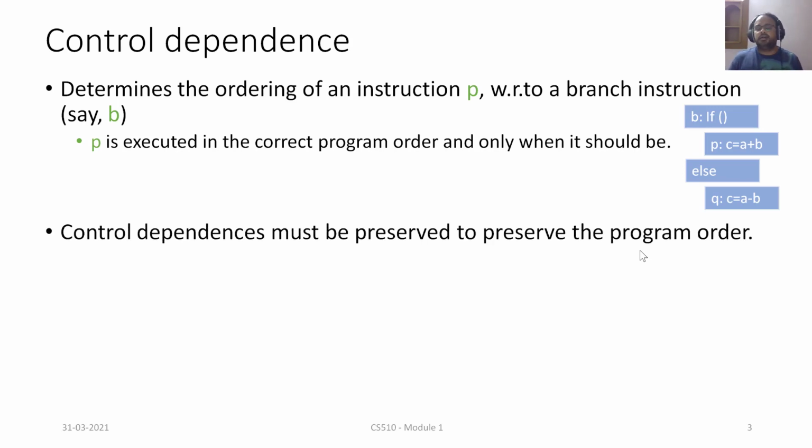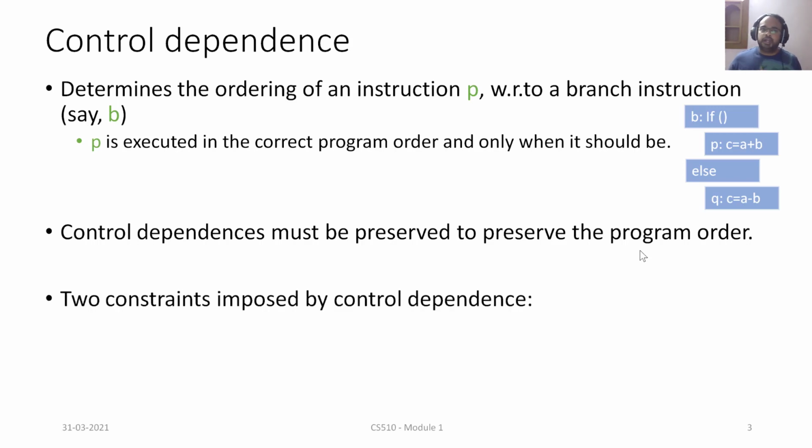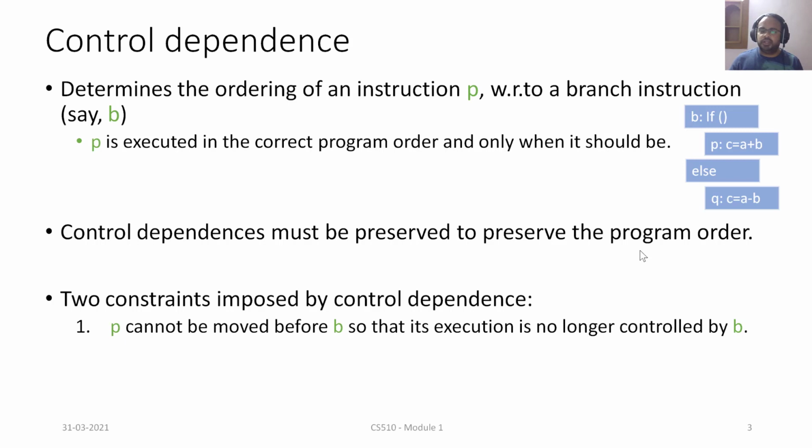Control dependence needs to be preserved. That's quite obvious, to preserve the program order. Program order, in the sense, the correct execution of the program will happen only when we respect the control flow, right? There are two main constraints that the control dependence imposes. What are those? The very first one is we cannot move P anywhere we would like.